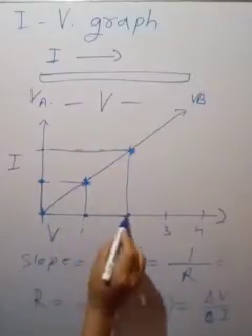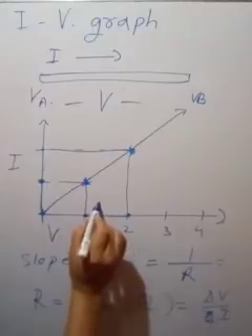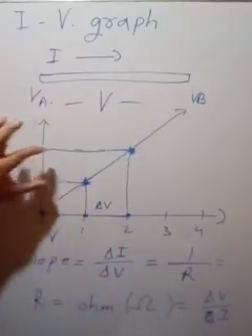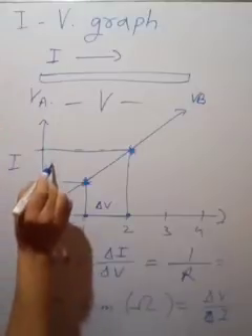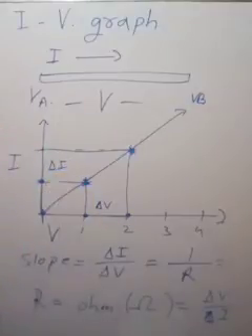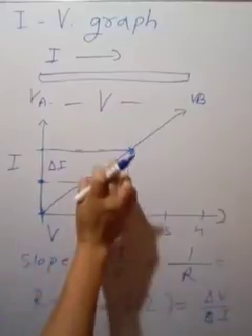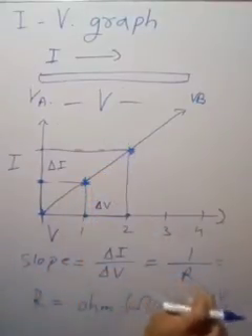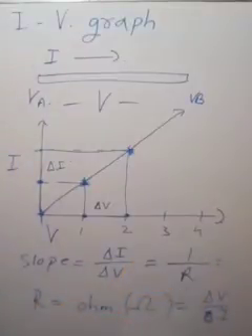Or you can get any value. Suppose the amount of volt from here to here is called del V. Then within this gap, the amount of current is called del I. This ratio is known as the slope. With the help of slope, you can find the conductance or resistance of this conductor. This is the use of the IV graph, and how to draw an IV graph.